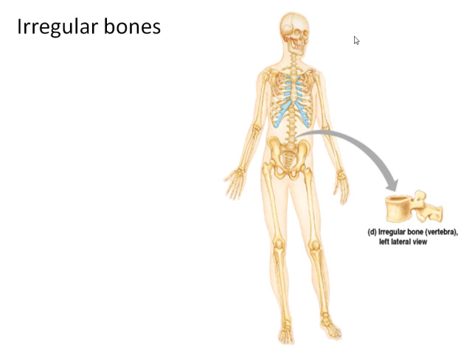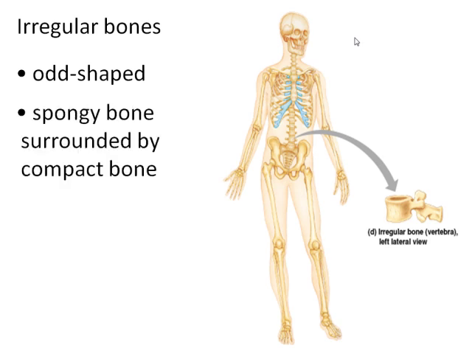And then irregular bones don't fit any other category. They're odd shaped. They're not short or flat or long, but there's some other odd shape. They are spongy bones surrounded by a thin shell of compact bone, and things like your vertebra, your hip bones, are considered irregular bones.